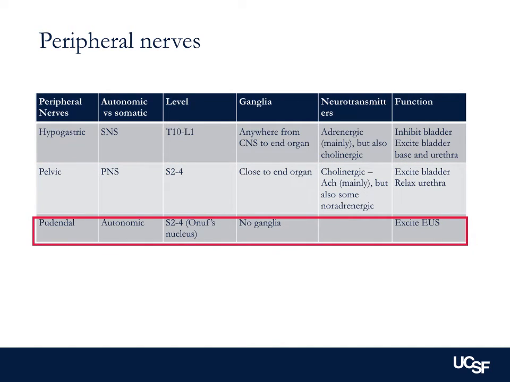And finally, we have the pudendal nerve, which is part of the somatic nervous system, also located in the sacral spinal cord, S2 to S4. And I've seen a lot of questions about this. They often like to ask you about this. It's Onuf's nucleus. There are no ganglia because it's somatic, and the purpose is to excite the external urethral sphincter, and this is activated during the storage phase.